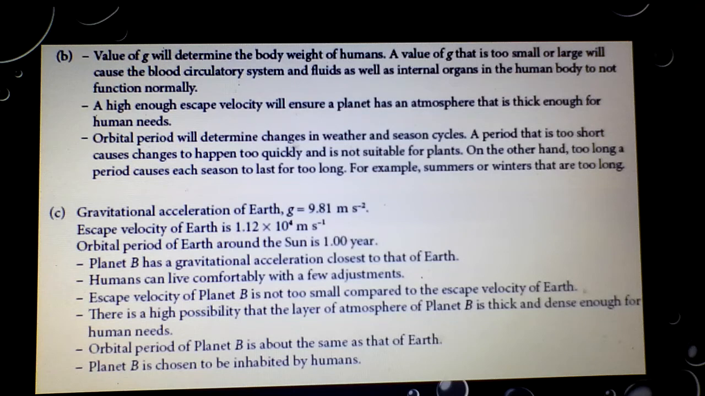Orbital period will determine changes in weather and season cycles. A period that is too short causes changes to happen too quickly and it is not suitable for plants. On the other hand, too long a period causes each season to last too long, for example, summers or winters that are too long. So this is not really suitable. If you have a very long winter, what happens to human health? Okay, so these are all the values that we discussed.